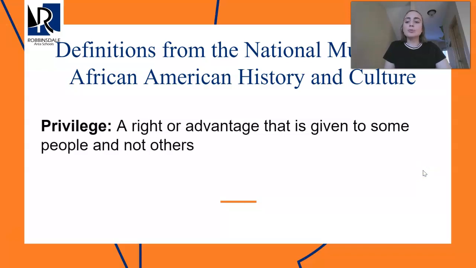The final definition, privilege, you've probably heard this before. Privilege is a right or advantage that is given to some people and not others. And you might have heard it in the context of white privilege, which is white people getting rights or advantages in our society that are not given to people of color.